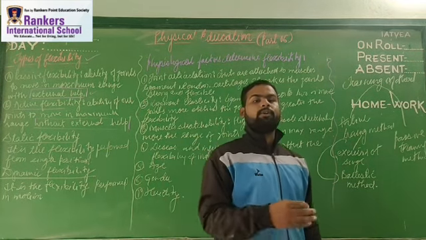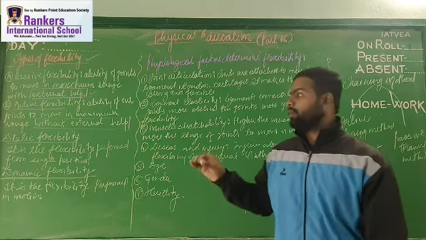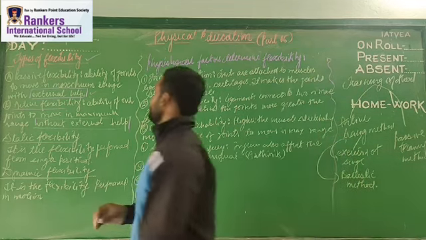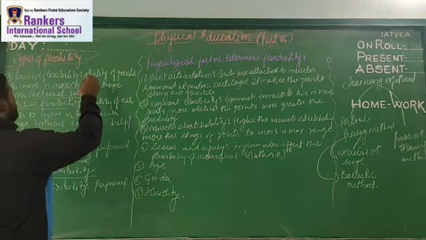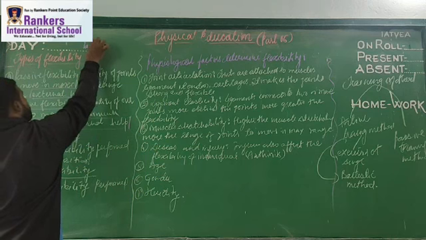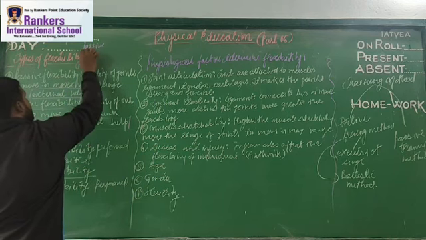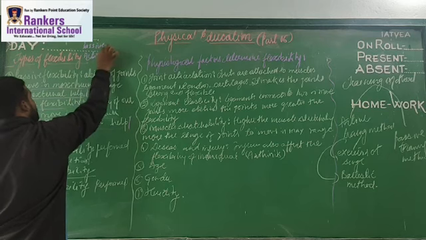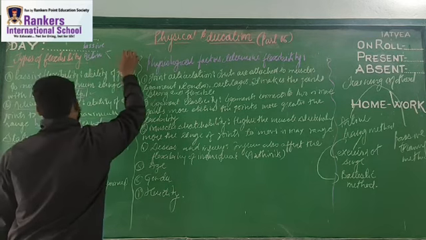It is of two types. So what are the types of this? Let's say I write here passive flexibility, second is active flexibility. There are two types of active flexibility. First is static and second is dynamic.